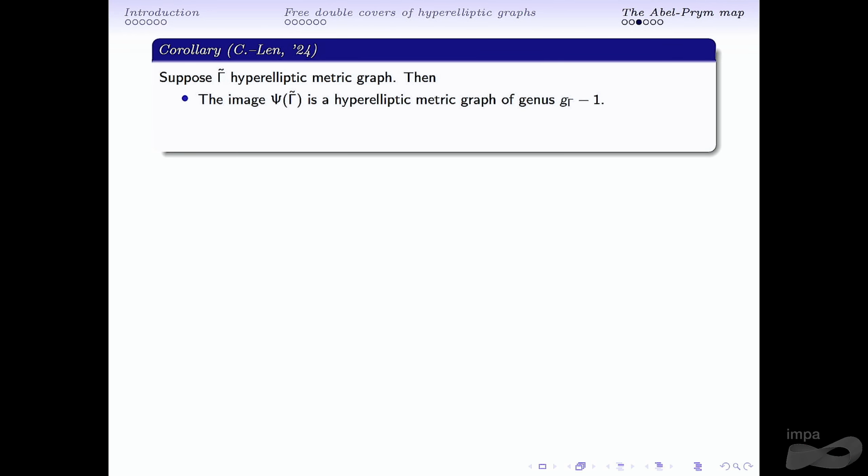And as a corollary, we have that if gamma tilde is hyperelliptic, then the image is a hyperelliptic metric graph of genus g minus 1. And the Jacobian of the image is isomorphic, as a principally polarized tropical Abelian variety, to the Prym variety of the cover that we started with. And this is exactly the case also in algebraic geometry. So Birkenhake and Lange proved that the image of a smooth hyperelliptic curve is again a hyperelliptic curve of genus g minus 1, and the Prym and the Jacobian are isomorphic.